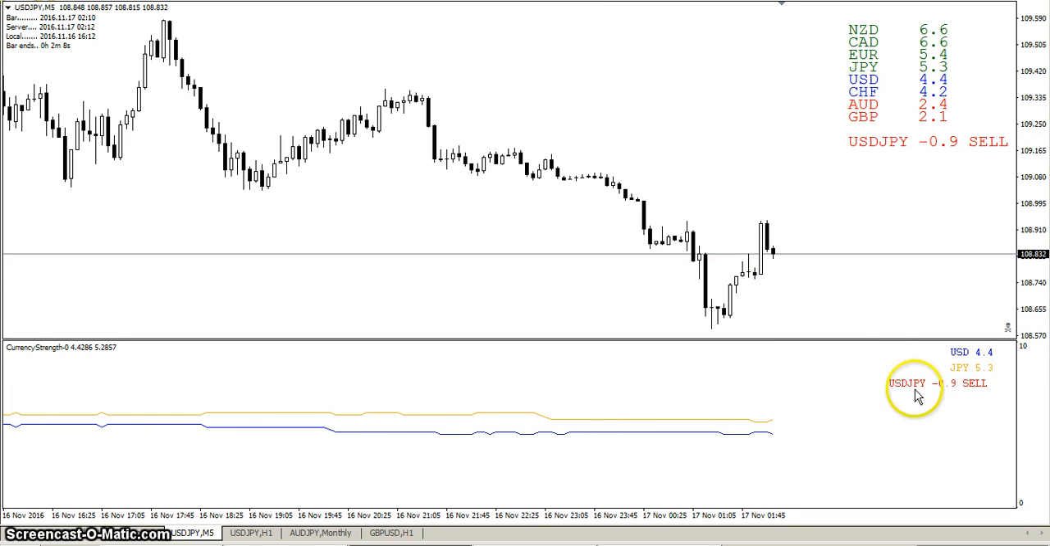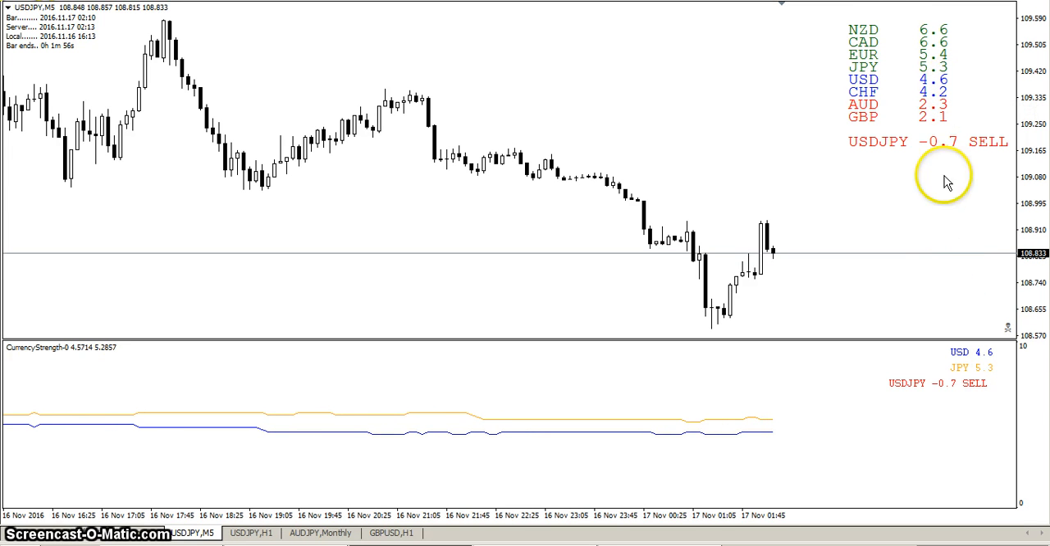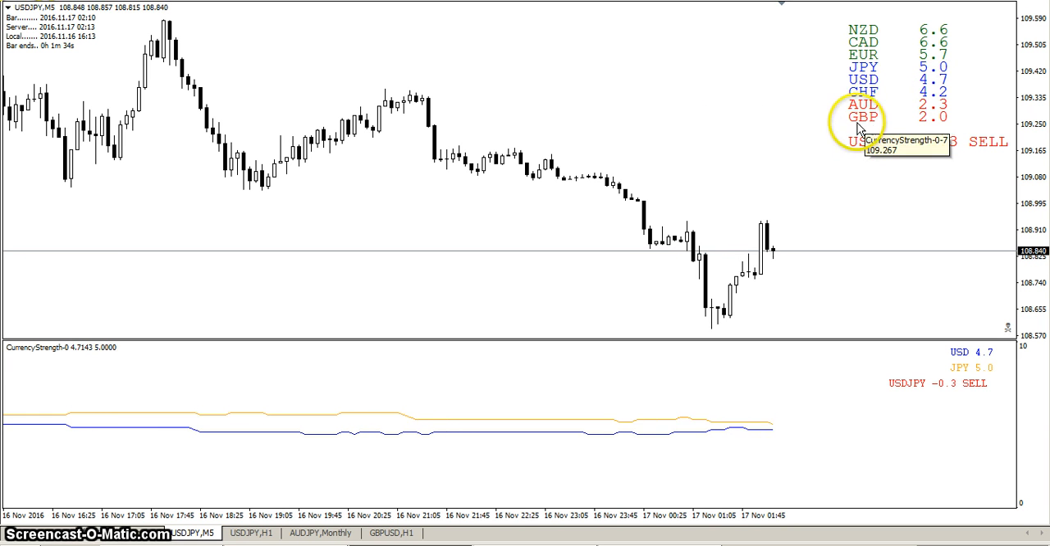So right now it's telling you that this is a sell. It's a sell because the yen is stronger than the US dollar. So the New Zealand dollar is the strongest and the British pound's the weakest. So what you want to do is you want to buy the New Zealand and sell the pound. So a lot of people are looking, you find the weakest currency and then you basically buy against it.